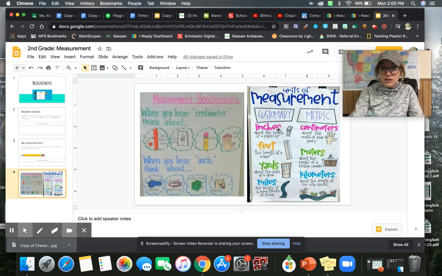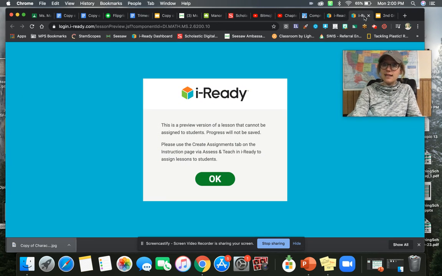So this gives you a good little visual of inches, how big. A foot is the length of a ruler. A yard is about the width of a door. A mile is the length of a long stretch of road. And then, same thing if you go over here to the metric system, a centimeter is about the width of your pinky. A meter is about the height of a kitchen counter. A kilometer is about the length of city blocks, 6 city blocks to be exact. So that's just a little overview for you guys because I thought that might be helpful. And let's take a look at what the iReady lesson is for today.